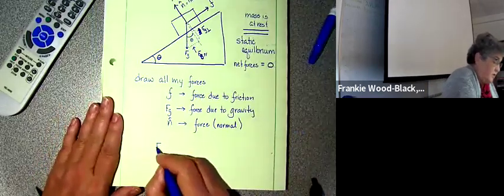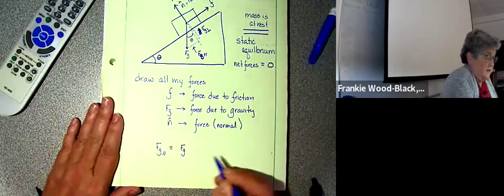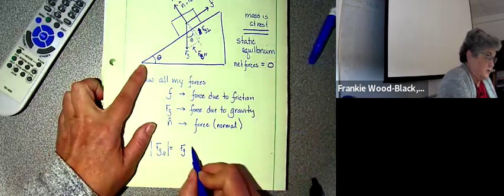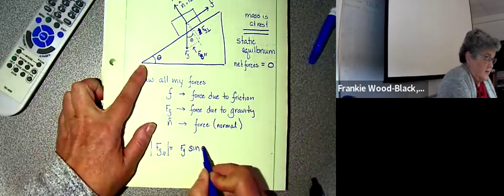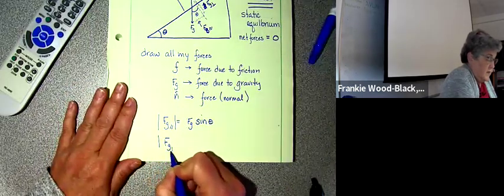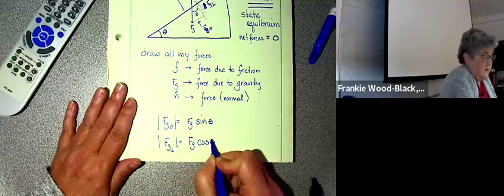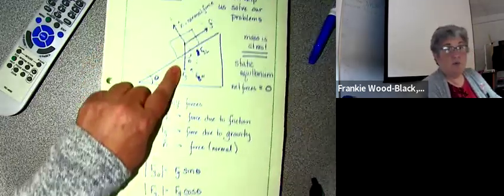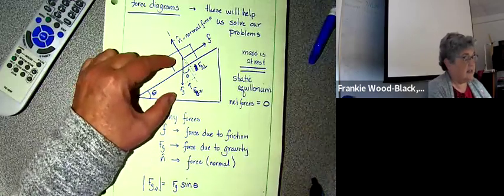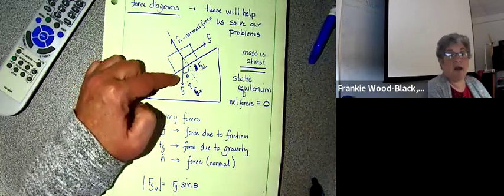So the magnitude of my force due to gravity parallel is going to equal my force due to gravity times the sine of that angle. And my force due to gravity perpendicular is going to equal the force due to gravity times the cosine of that angle. And that's why I told you we wanted to play with our opposites and our adjacents, because when we get to situations like this, we're not in the XY plane, we're in some other weird plane, but we can shift that triangle all around.